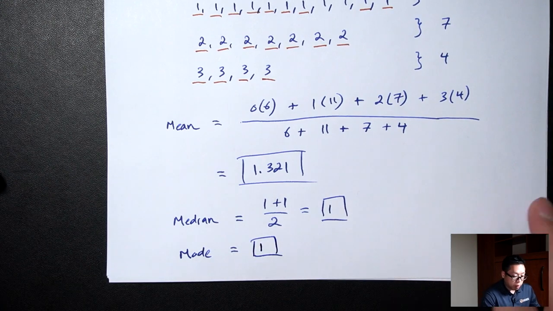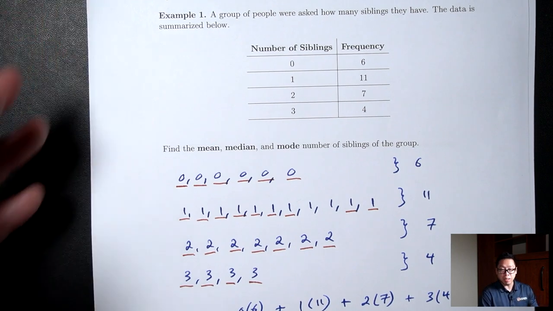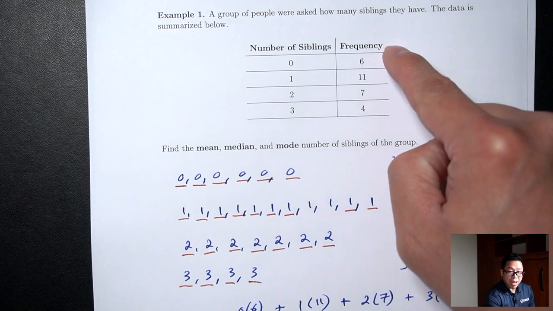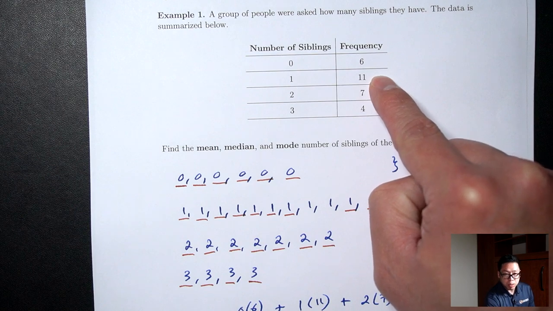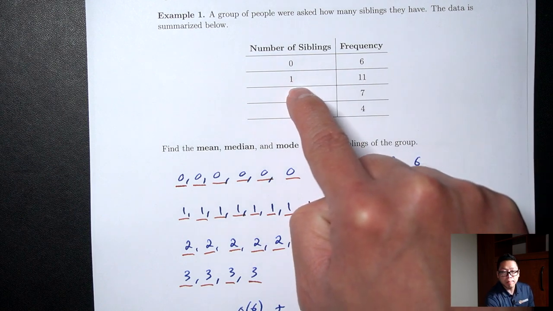You can also get the mode from looking at just the table at the beginning. That's the easiest one to find. Just look for the highest frequency. The highest frequency here is 11, which means the mode is the 1.